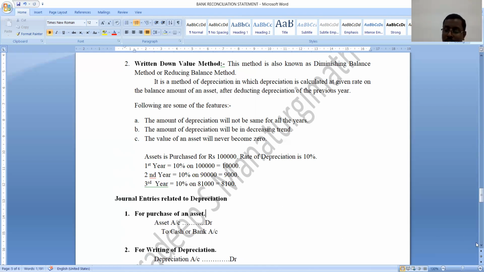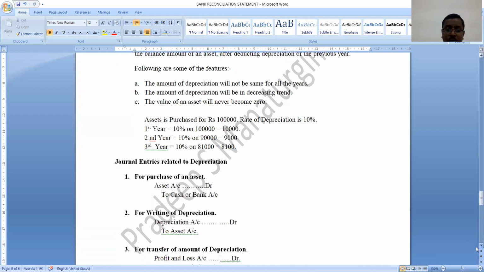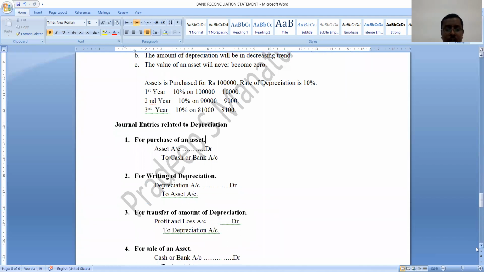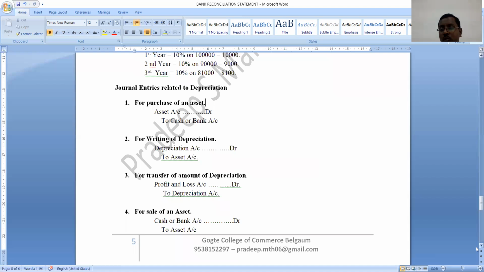Here, the first journal entry is for purchase of an asset. If you purchased an asset, what would be the journal entry? Asset comes in, cash goes out. So asset account is debited to cash account. The journal entry is asset account debited to cash account, cash or bank account.